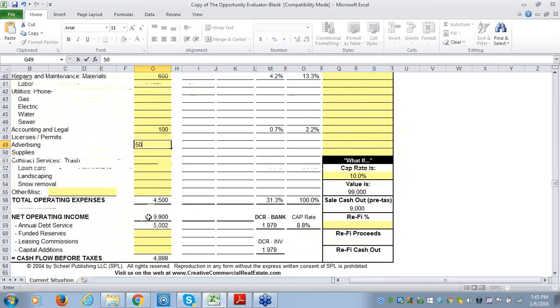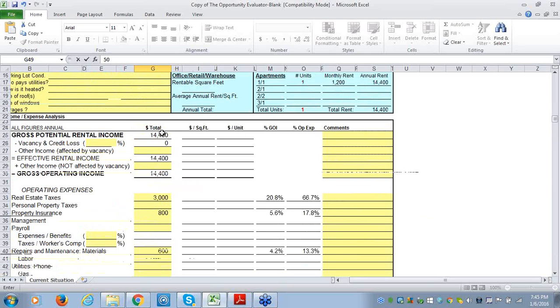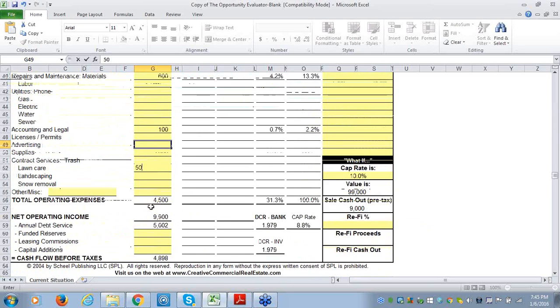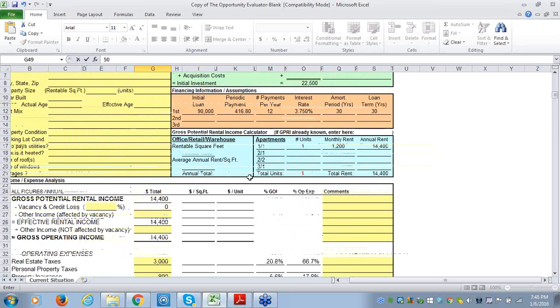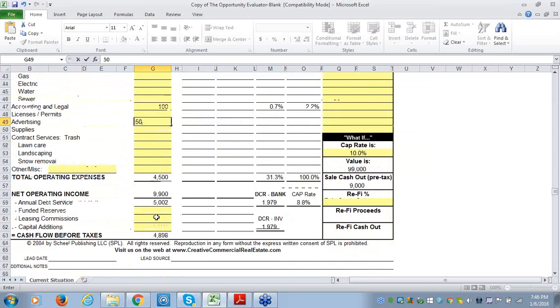And now your net operating income is $9,900 because you take your gross receipts, $14,400, minus all your expenses of $4,500, and that leaves you a net operating income of $9,900. And if you now subtract your debt service of $5,002, which is the monthly payment of $416.80 multiplied by 12, you're left with a cash return of $4,898, almost $5,000.